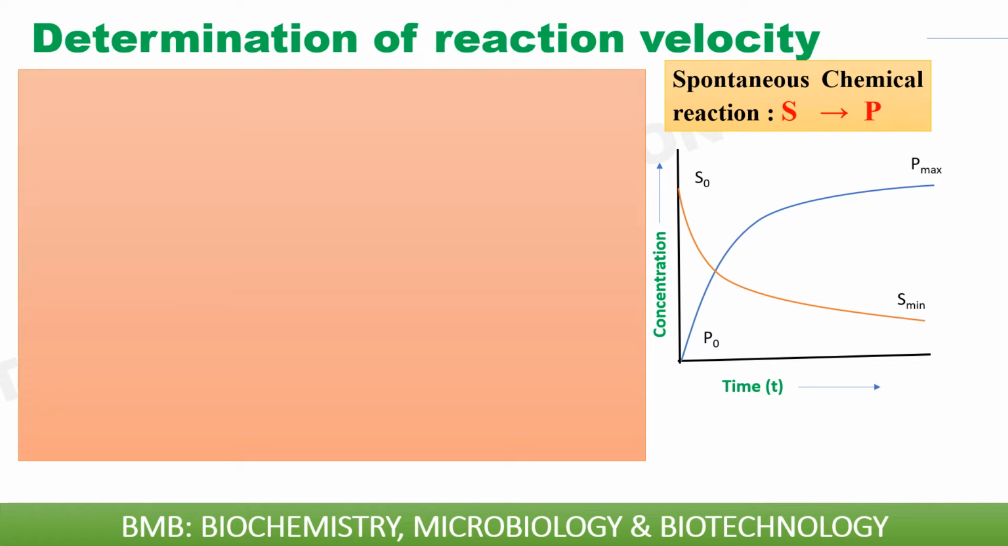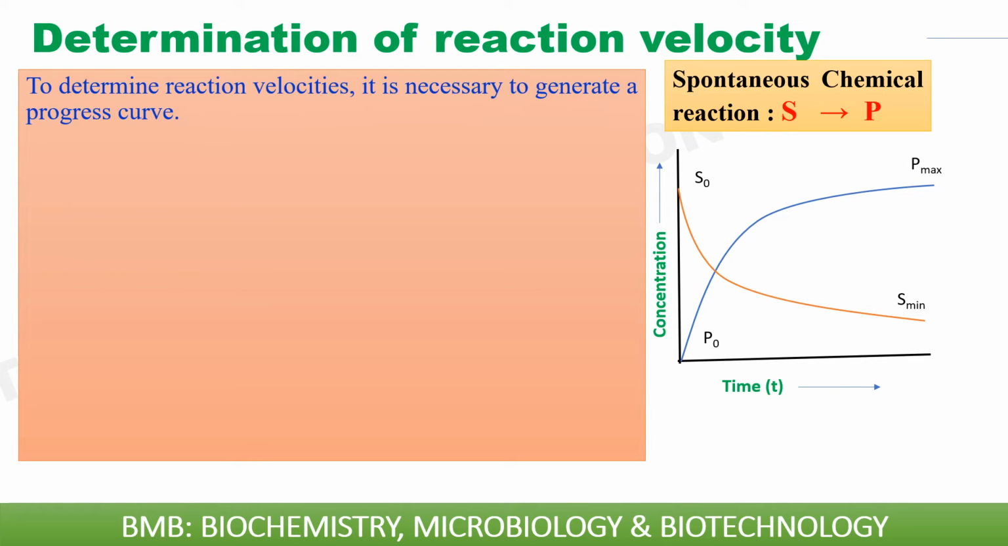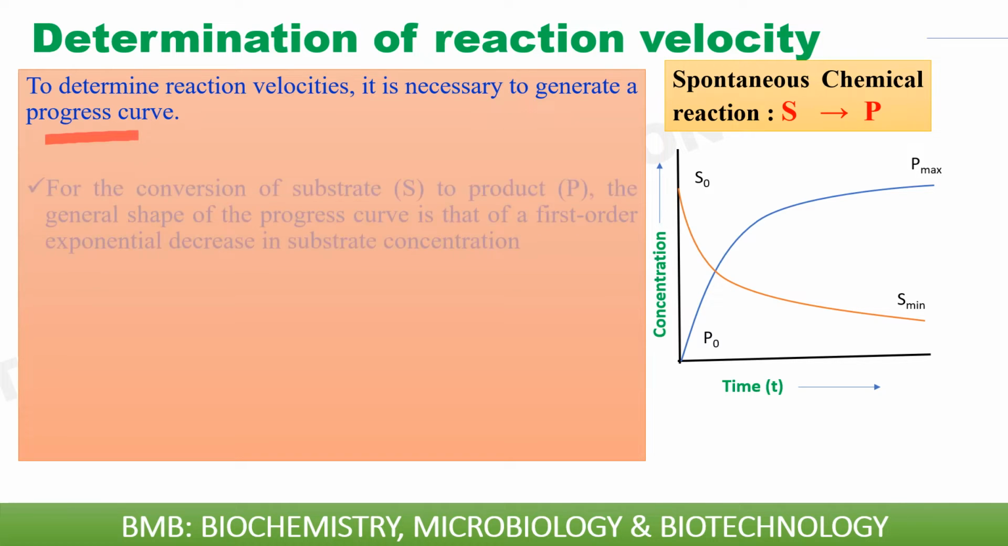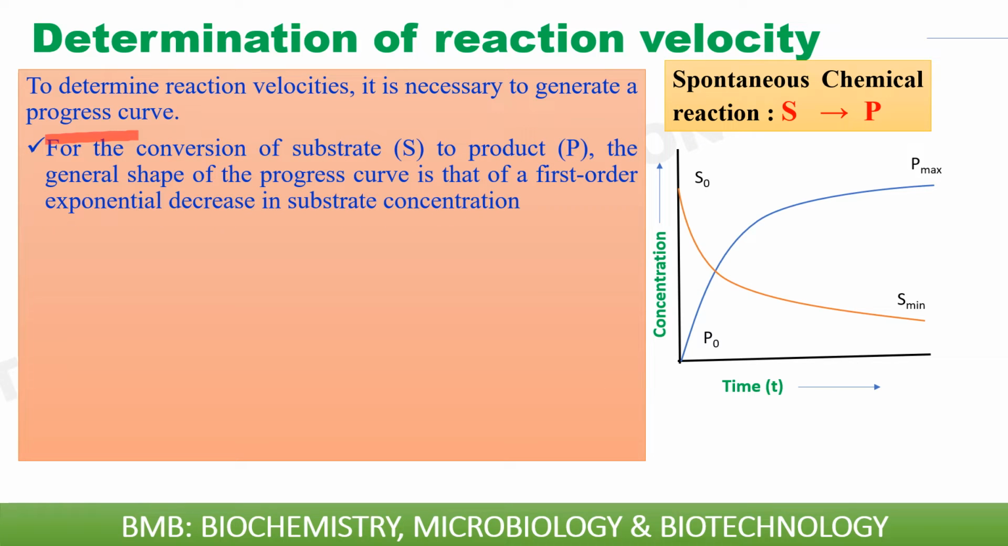Let's start with determination of reaction velocity. In order to determine reaction velocities, it is necessary to generate a progress curve. For the conversion of substrate S to product P, in case of a spontaneous chemical reaction, the general shape of the progress curve is that of a first order exponential decrease in substrate concentration.